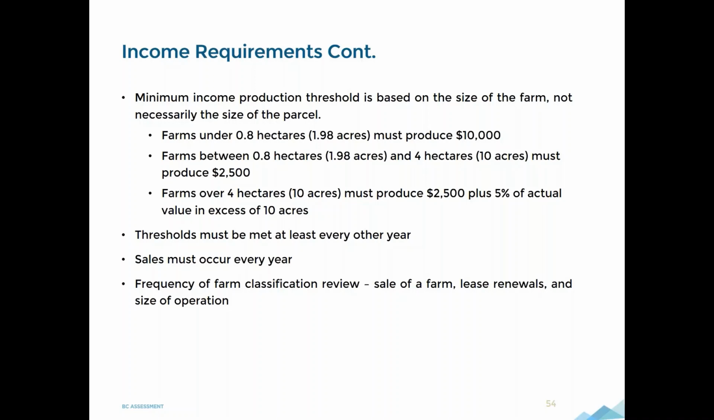Here are the income requirements for farm classification. Depending on the size of the farming operation, there are different income requirements. Generally, farms that are less than 0.8 hectares, 1.98 acres, need to meet the threshold of $10,000 per year. Owners are encouraged to speak to the farm appraiser, as each farm can be unique as to how to qualify for farm classification.